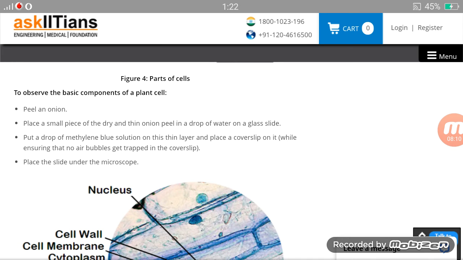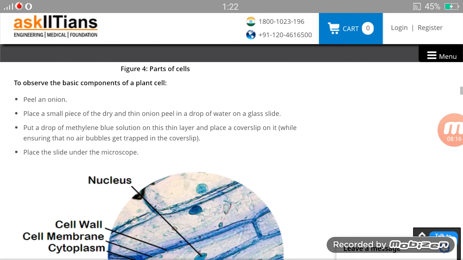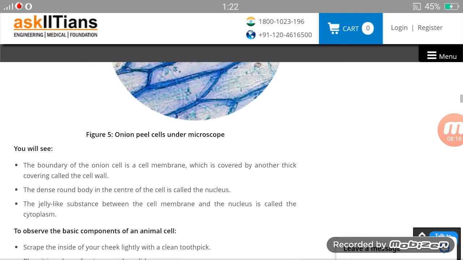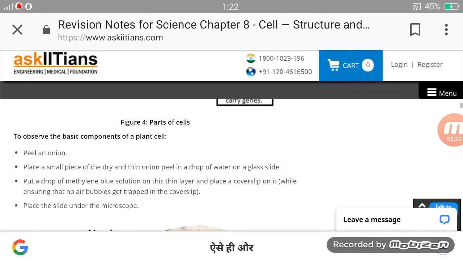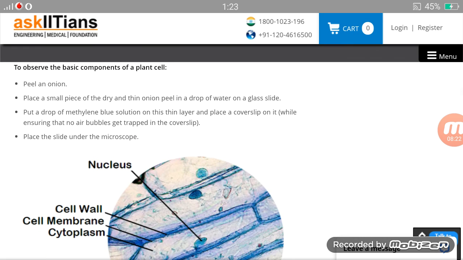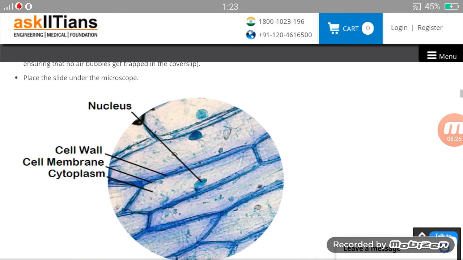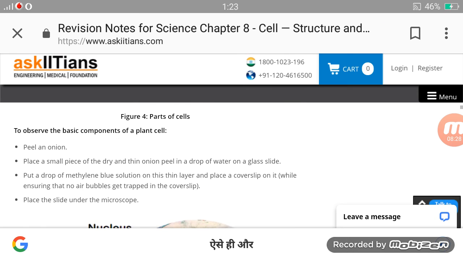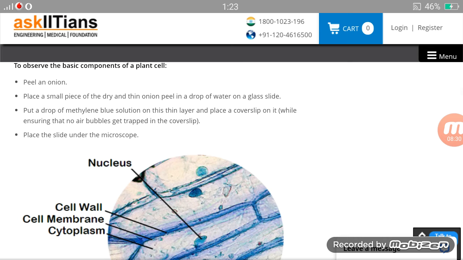Next we will study an activity to observe the basic components of a plant cell. It will show you the basic components of a plant cell. It is also given in the NCERT book. In this you have to peel an onion and place a small piece of the onion on a slide.